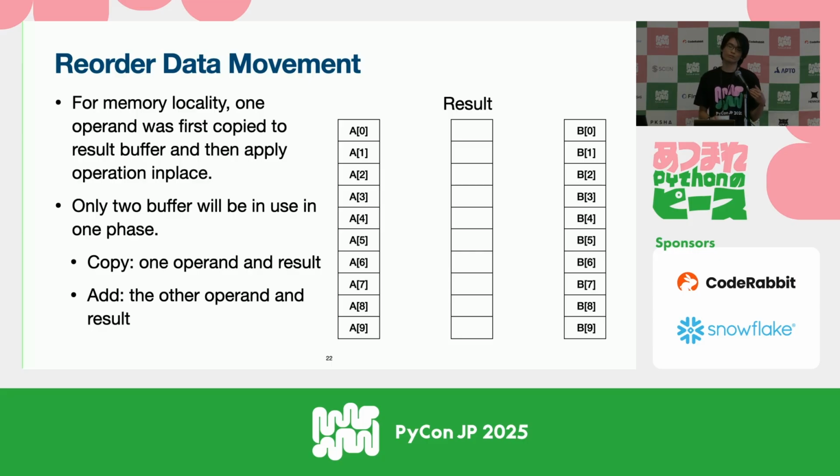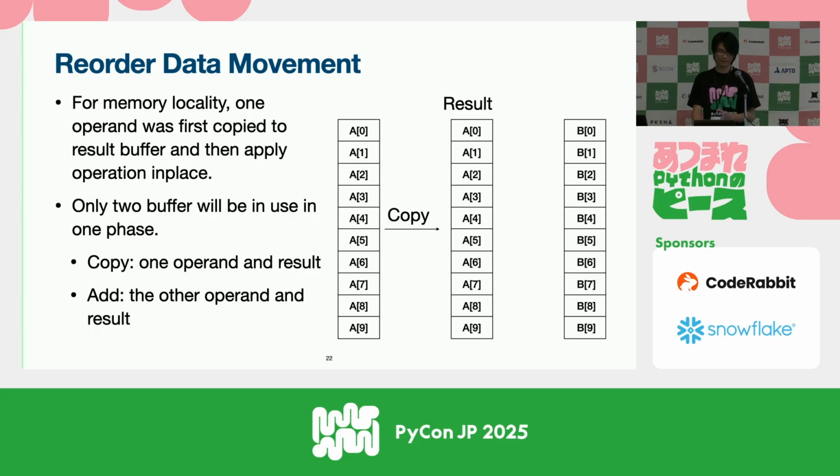Finally, after the row pointer loop and SIMD were introduced, I reordered the data movement in our operation. Why did we do this? Because, first, for memory locality, we divide the operation into 2 phases. The first phase is copying one operand to the result buffer.